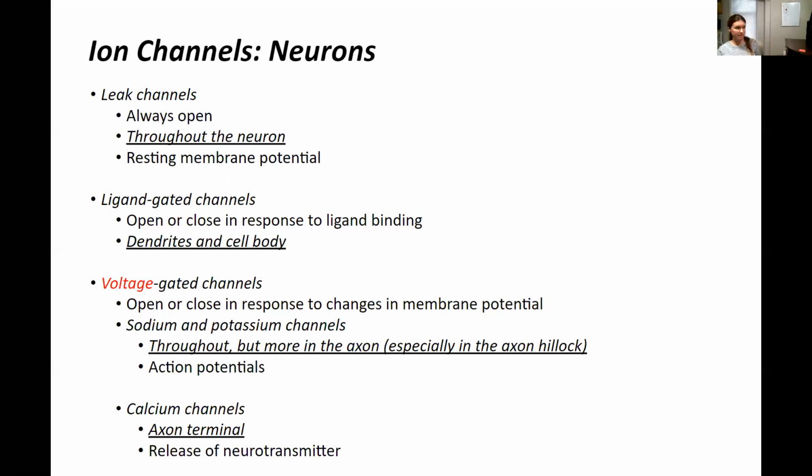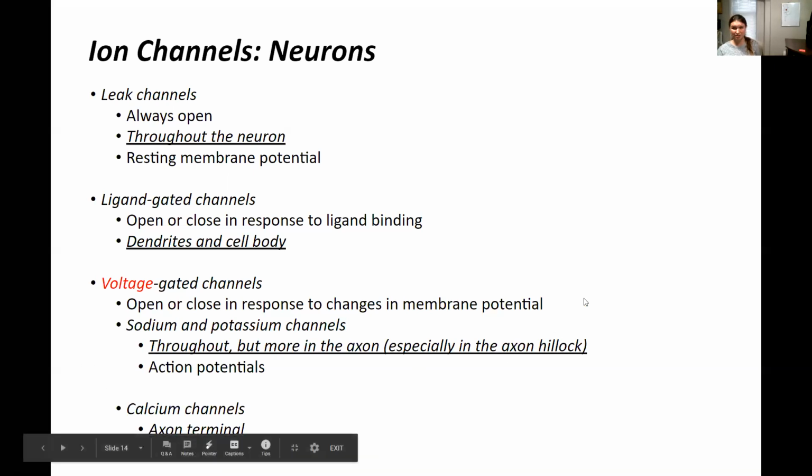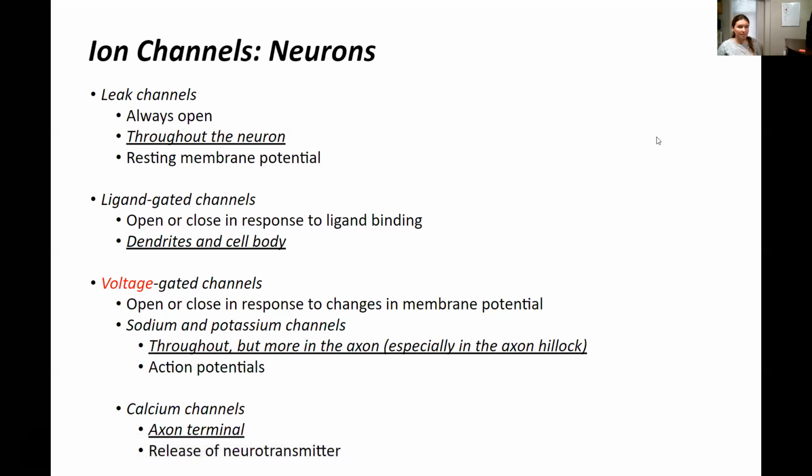When we get to synapses, we'll also talk about calcium channels. Calcium channels are specifically for calcium. That means we're going to see them in the little fingers at the end of the axon called the axon terminals. They're going to be responsible for releasing neurotransmitters.